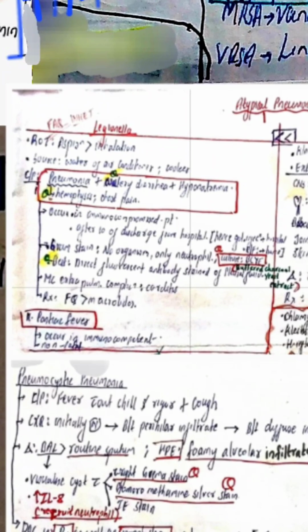Now if you do a Gram stain in this patient, there will be no organism, you will only see neutrophils. Okay, so how to diagnose? The best way to diagnose is direct fluorescent antibody. Okay, we take the pleural fluid and detect the antibody against Legionella with the help of direct fluorescence. Gram staining does not show any organism, it only shows neutrophils. But if you want to detect the organism, culture that specimen in BCYE culture medium, buffered charcoal yeast extract.